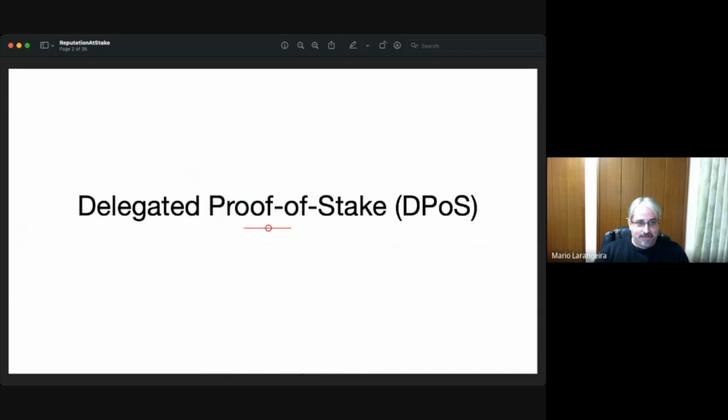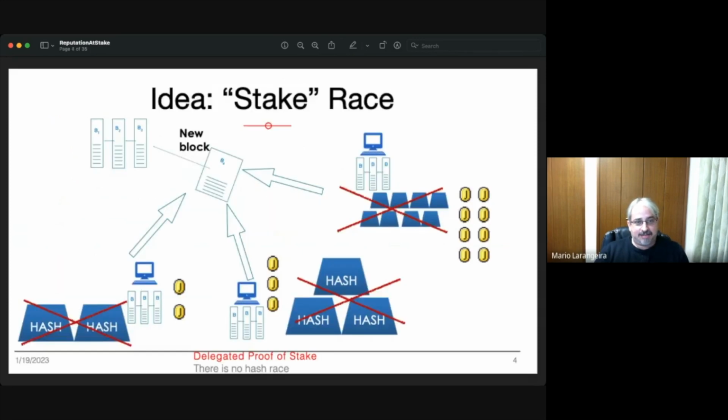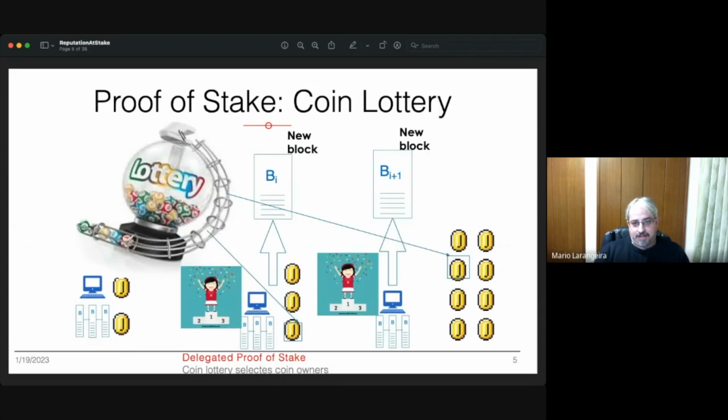Okay, so delegated proof of stake. We know more or less that we don't have a hash race like proof of work. What we do have are the stakes, so here we have the coins. And basically, we make this lottery on the coins. Whoever's coin is selected through this lottery protocol will be the one selecting the next block.